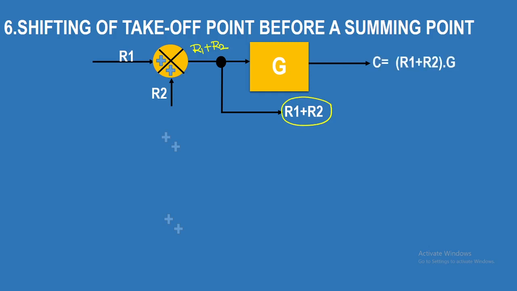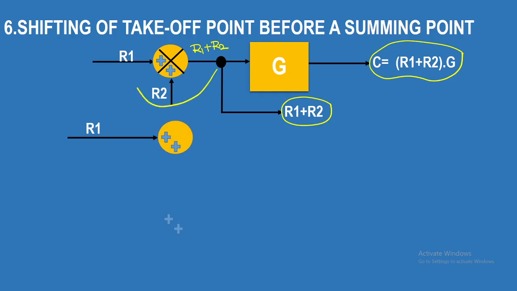Then what is the output of this entire system? C is equal to (R1 plus R2) into G. Now let us consider, we will shift a takeoff point. That means we are shifting a takeoff point before a summing point. That is the change we are going to make.